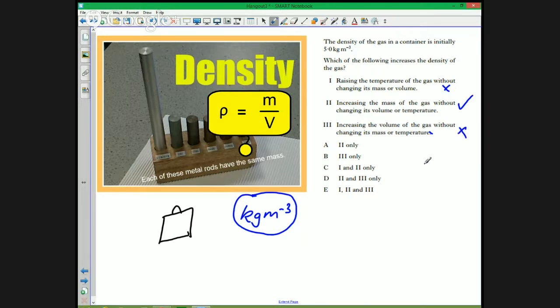So the correct answer is going to be 2 only, and it's the first one, and that's that one done there. So please remember your density, mass divided by volume, and remember also that little equation you'll find in the data book, and these are the type of questions that could be asked from it. Okay, that's density covered. Let's take a look at our next starter question of this evening's revision.